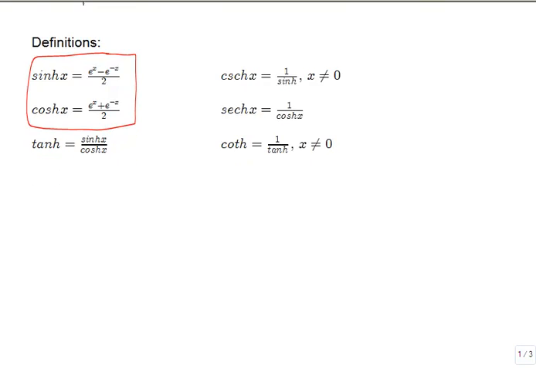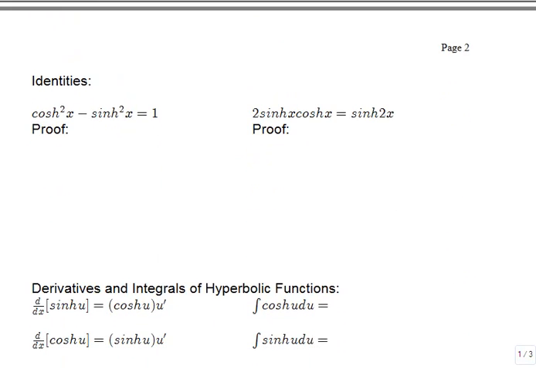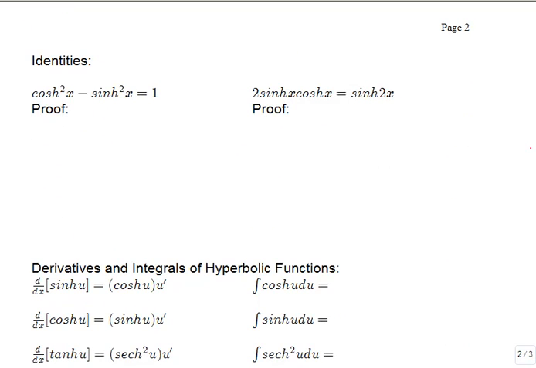Okay? So let's develop a few identities and prove them. So we know that for the unit circle and the Pythagorean identities for our normal trigonometric functions, cosine squared x plus sine squared x equals 1. Well, it turns out that hyperbolic cosine squared x minus hyperbolic sine squared x is equal to 1. And let's prove that just using those definitions we just talked about. So hyperbolic cosine, remember, was defined to be e to the x plus e to the negative x all over 2, and we want to square that.